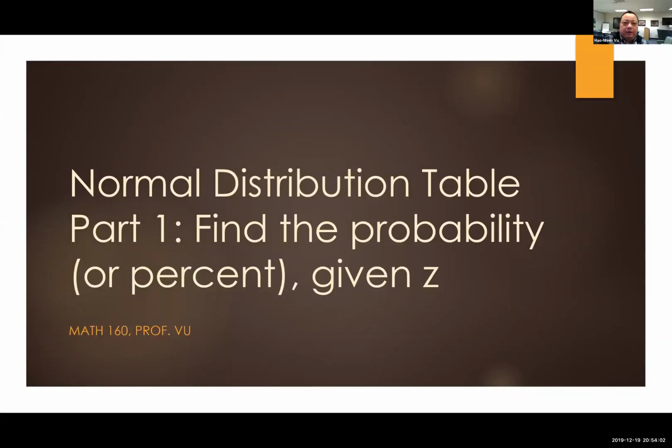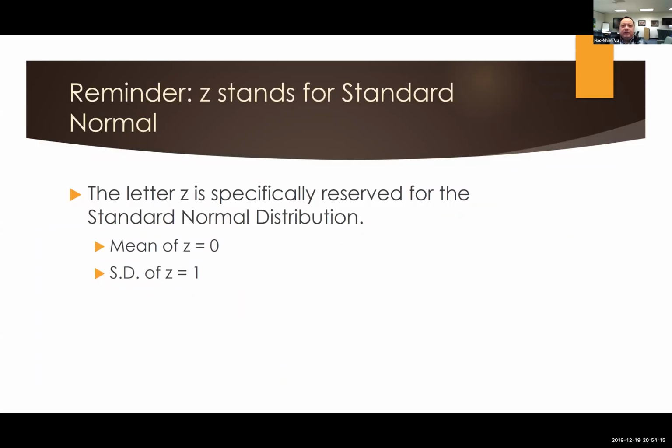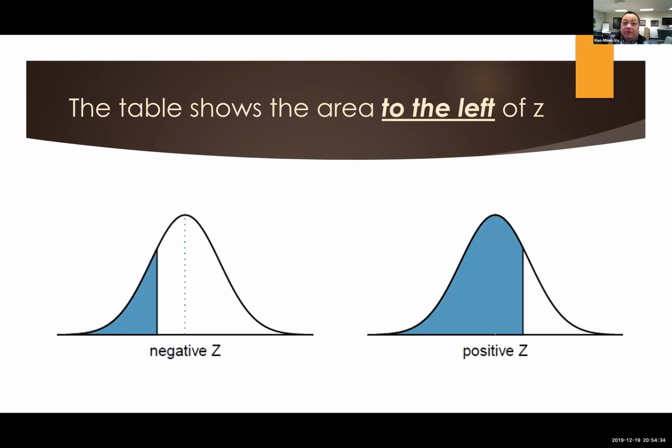All right, so part one, find the probability given Z. First of all, reminder that Z is shorthand for standard normal distribution. And for the standard normal distribution, the mean is equal to 0 and the standard deviation is equal to 1. Now the table gives you the area to the left of the Z score only. It's always to the left, meaning probability that Z is less than a particular value. It gives you the probability that Z is less than a certain number.